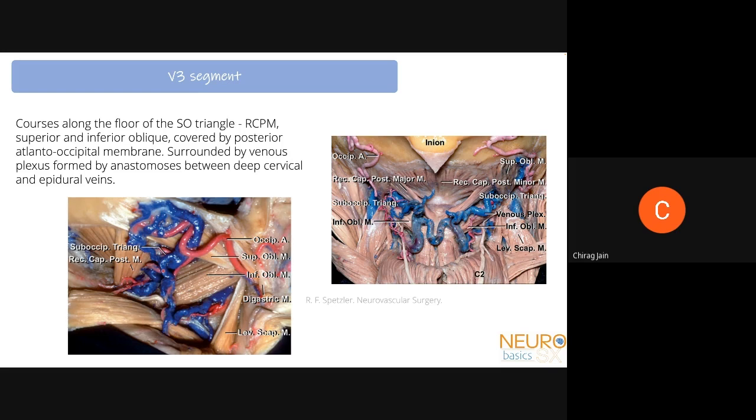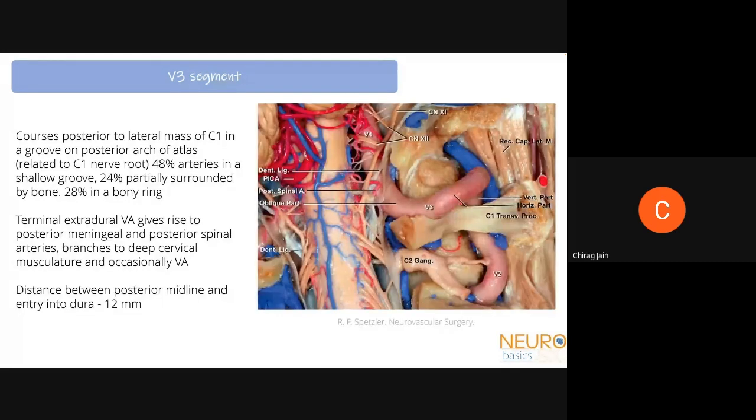The V3 segment also courses posterior to the lateral mass of C1. As we saw, the horizontal portion is going to be coursing behind the lateral mass of C1 after it exits out from the C1 transverse process. So here it is going to be related to the C1 nerve root, but also it is running in one shallow groove right behind this lateral mass. That is going to be a shallow groove only in about 50% of cases. In the other 50%, half of it is going to be converted into a bony ring, which is a partial ring, so it's not a complete ring. And in about 28%, that ring is complete, forming a complete bony ring.